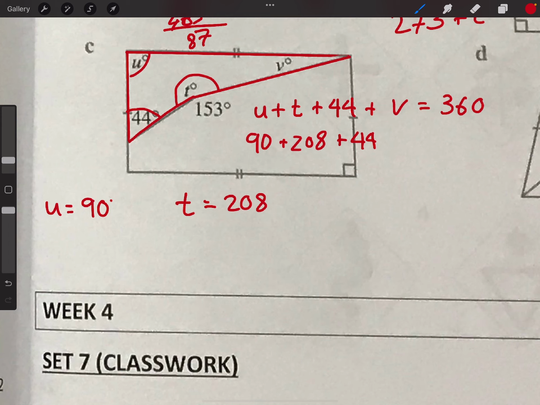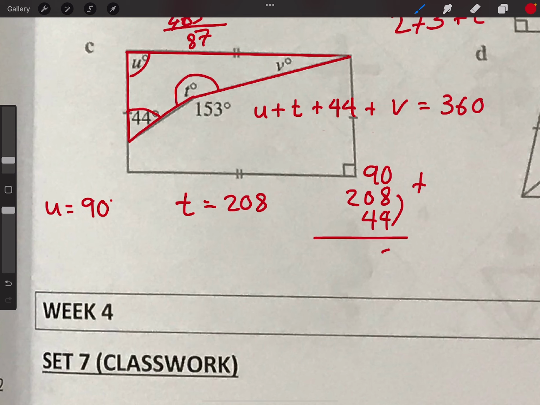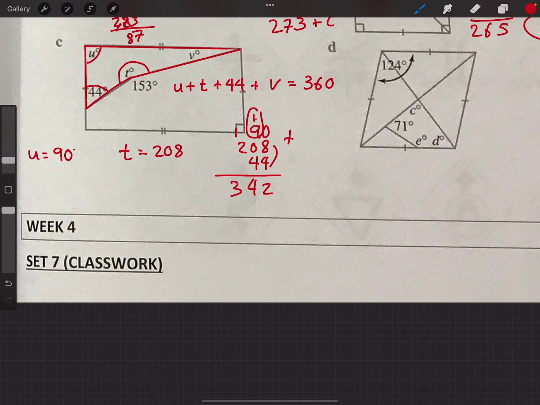I'm going to add it downwards, so let me just add it like this. 90 plus 208 plus 44. Let's see what that gives us. This will be 12. This will be 10. 10 plus 4 is 14. This will be 342. Alright, now the V, we have 342 plus V, the last angle was 360. So we do 360 take away 342, and that gives us 18 degrees, done. So V is equal to 18 degrees.